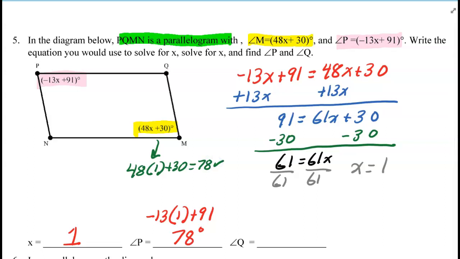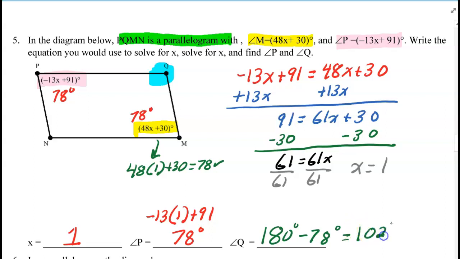This question also asks for angle Q, so I know that these two angles, angle P is 78 degrees and angle M is 78 degrees. Q and M are supplementary, so 180 minus 78 will get me angle Q, and doing that on my calculator, I get 102 degrees. So these are 3 examples involving angles in parallelograms.